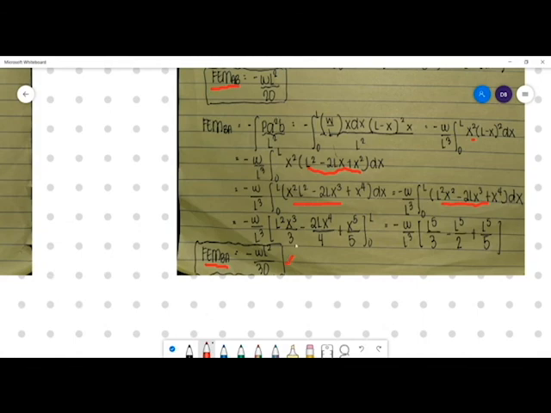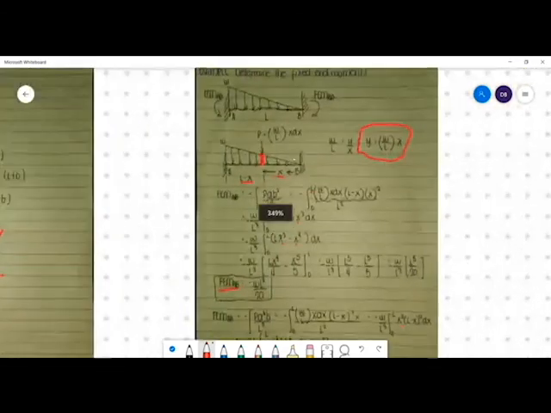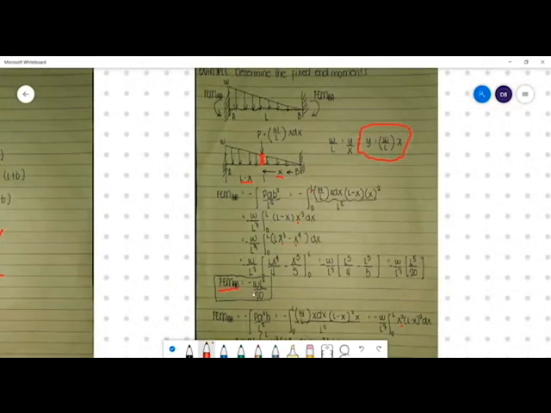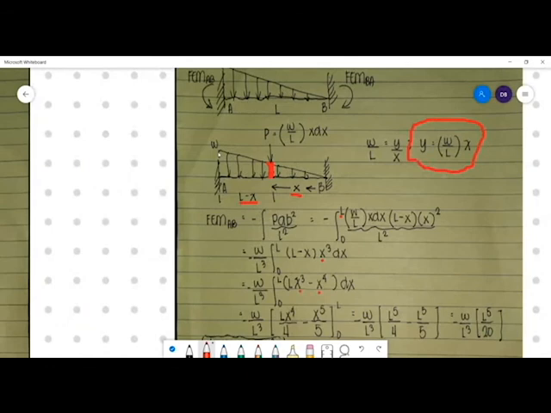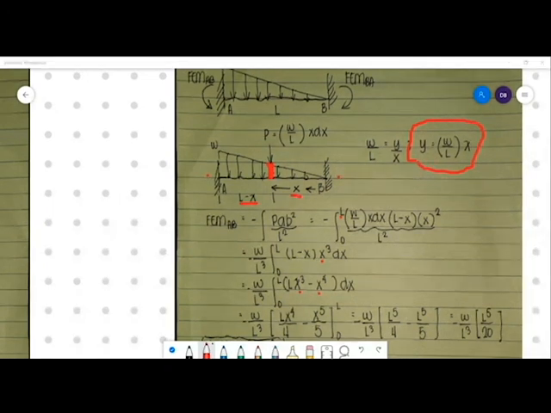So, from the formula, because 1 over 20 is larger than 1 over 30, we know that the fixed end moment on the left is larger compared to the right.